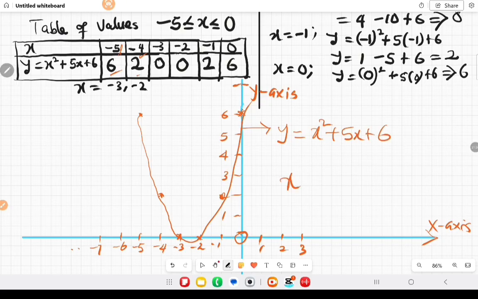The answer to this question is that the curve cuts the x-axis at x equal to minus 2 and minus 3 as the solution.